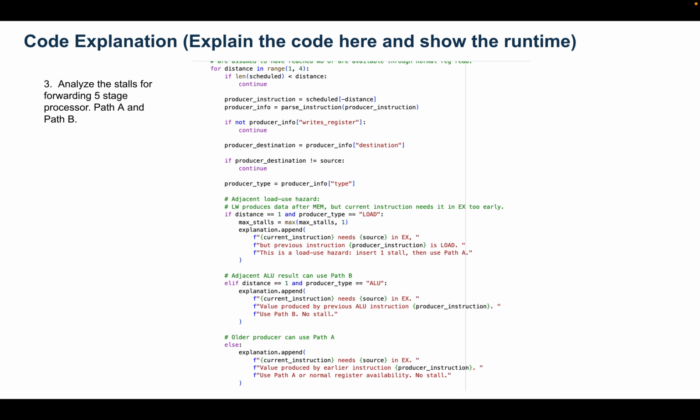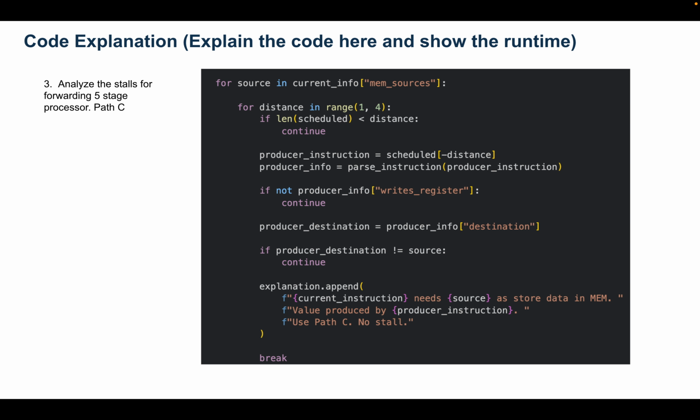The forwarding logic greatly reduced the number of stalls compared with the no forwarding pipeline. So this part of the code is for path A and path B, and this is for path C.